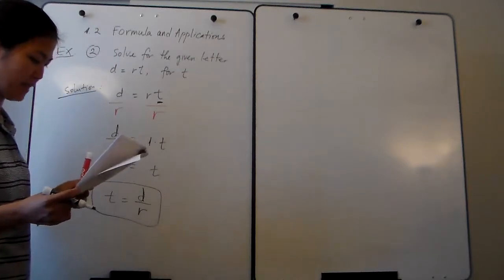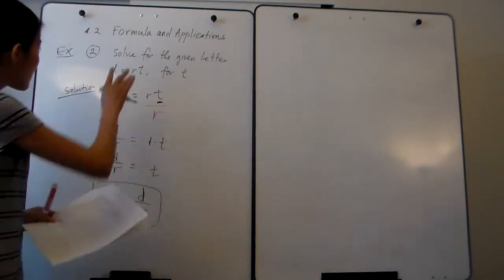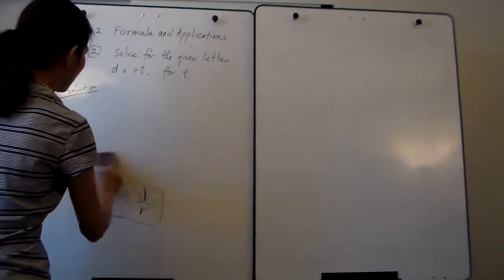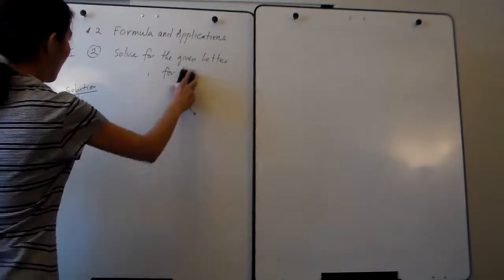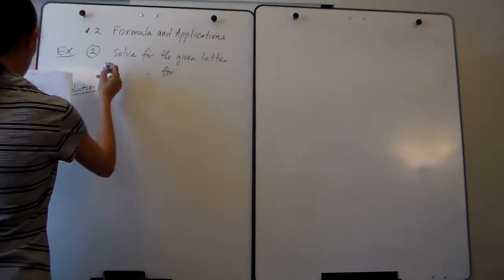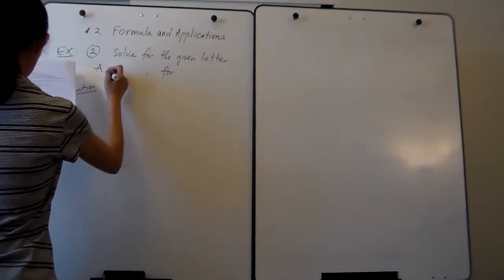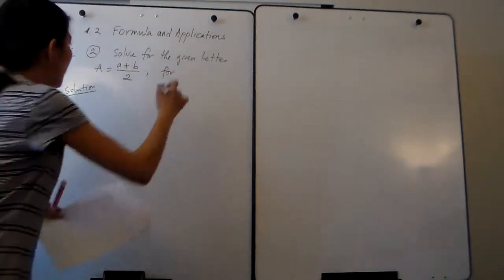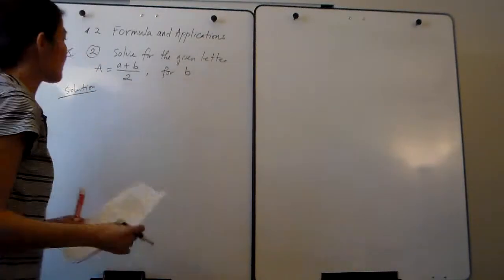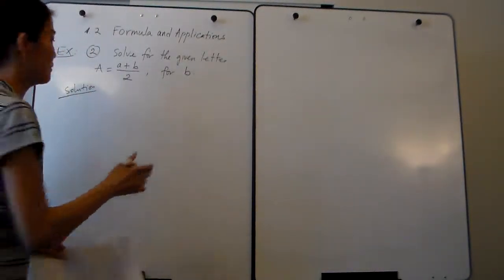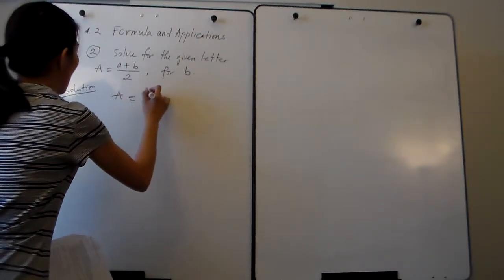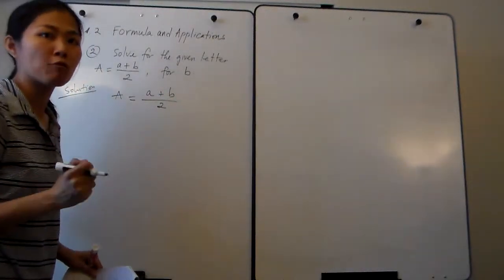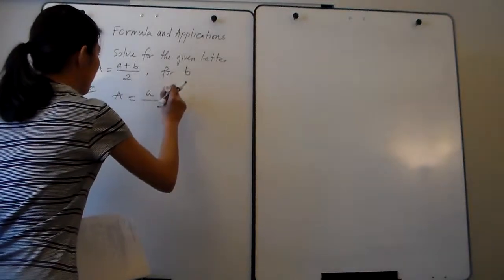And then I have another example, exercise number 10. Similar question, just different formulas. So let me erase this. So this time we're given A equal to a plus b divided by 2, and we're solving for b. Okay, so let me rewrite the original formula. A equal to a plus b divided by 2, and we want to solve for b, which is right here.